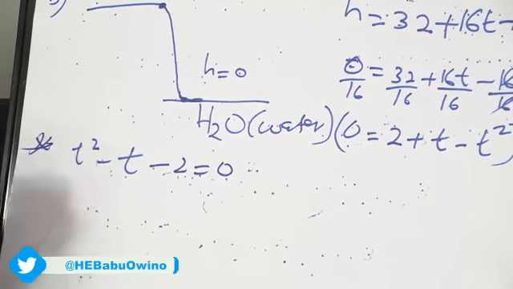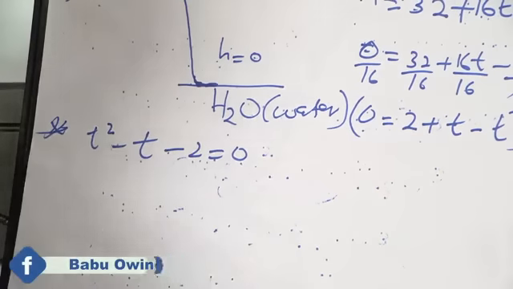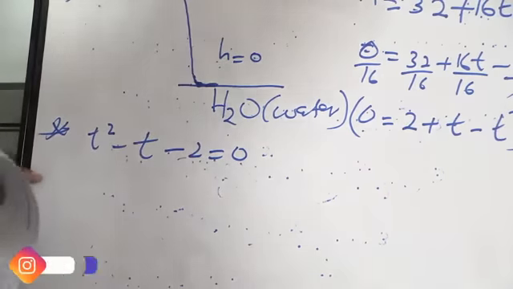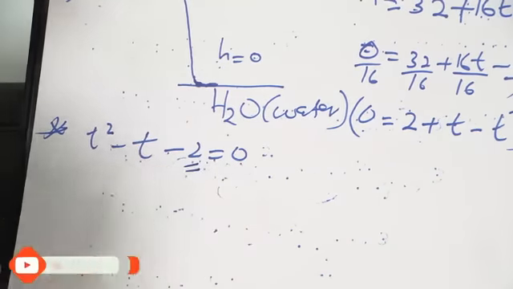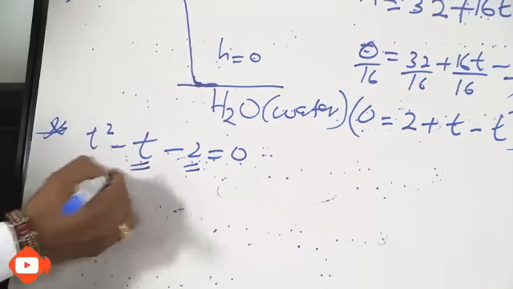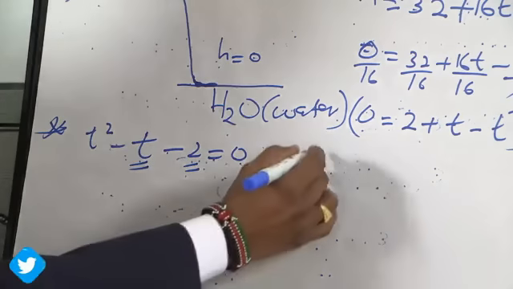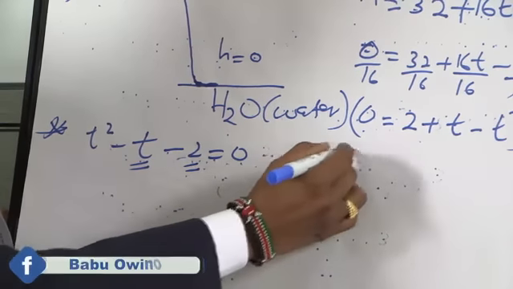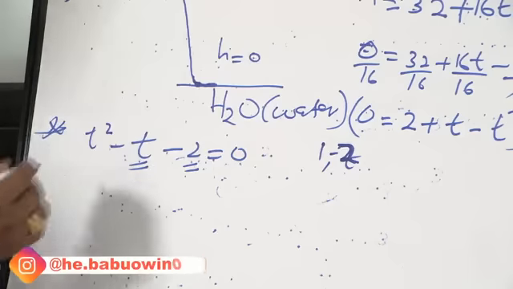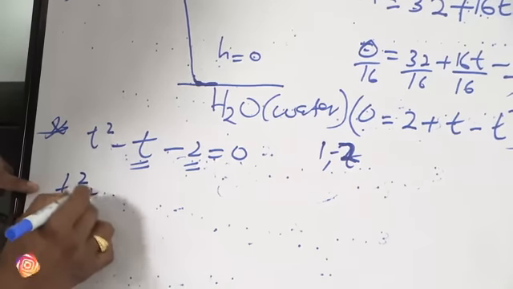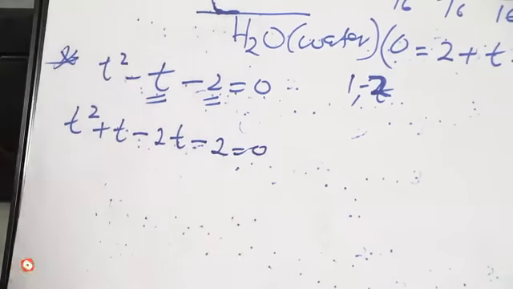So with our value here, we factorize this. This is a quadratic expression. In factorizing the quadratic expression, we look for two numbers that when you multiply give you -2, but when you add the two numbers, give you -1, or -1t. So the numbers are 1 and -2. So in factorizing, we have t squared plus t minus 2t minus 2 equals 0.